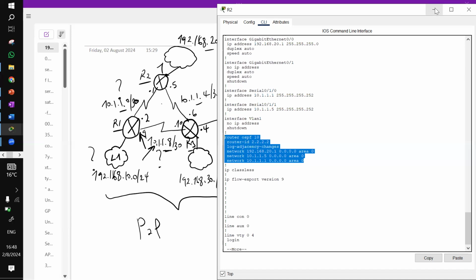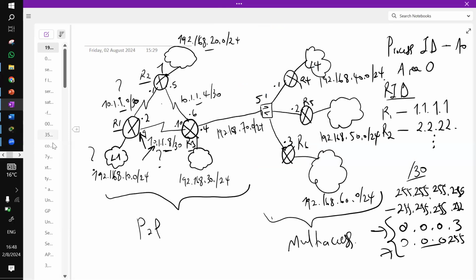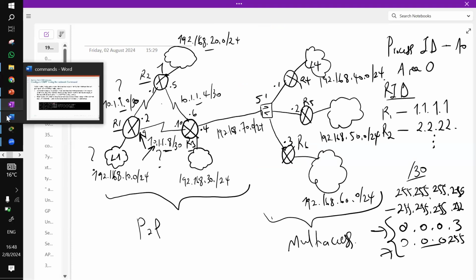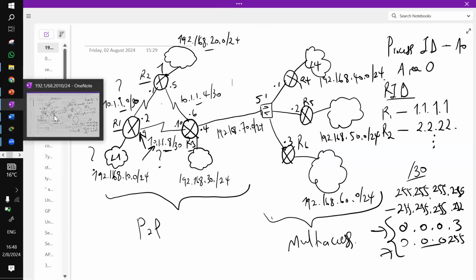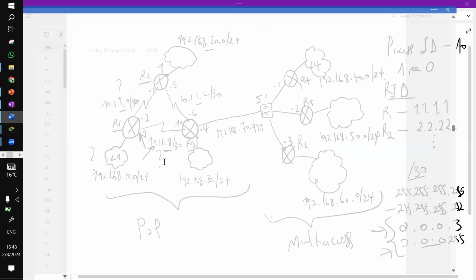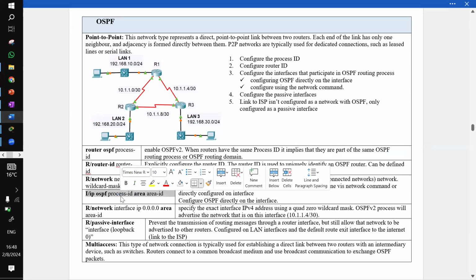Right, with router number 3, let's go to router number 3. Let's use the interface OSPF configuration command instead. Right, this one. Okay, this one. So this is the third way of advertising a network. You go directly to the interface, and you configure the process ID and the area ID.